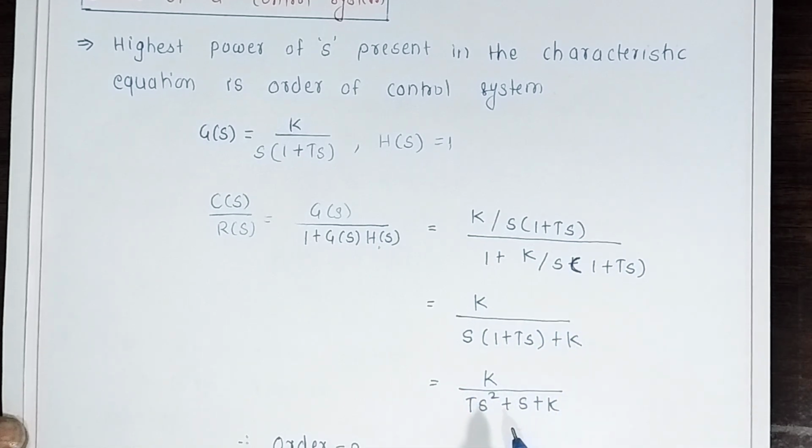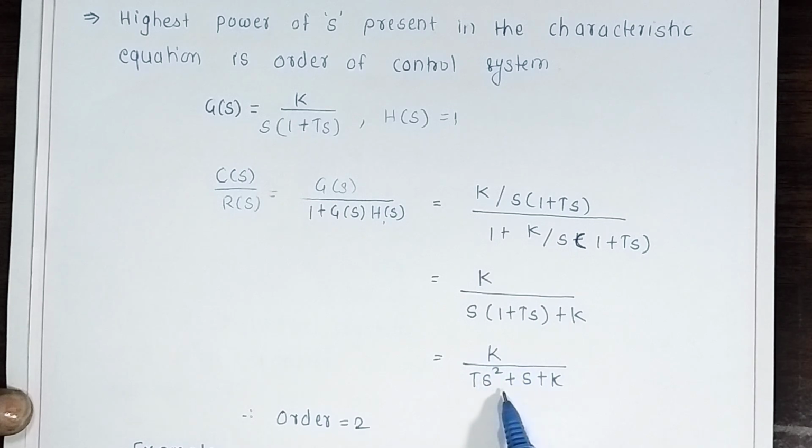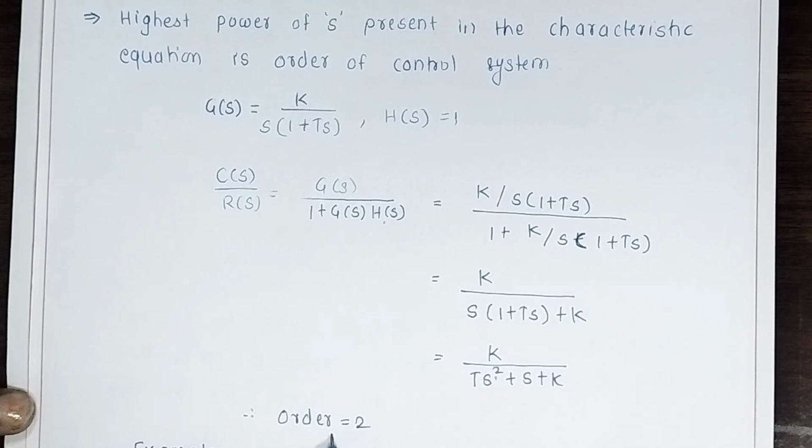And if we modify this equation, then it is K / (Ts^2 + s + K). So this denominator is the characteristic equation, and in the denominator the highest power of s is 2. Therefore, the order of the system is 2.